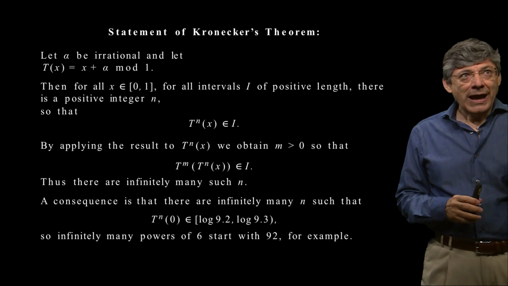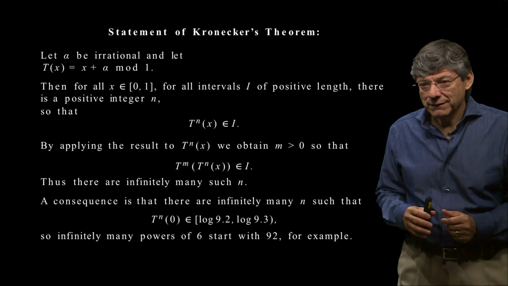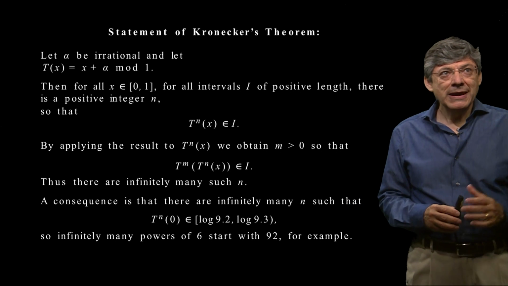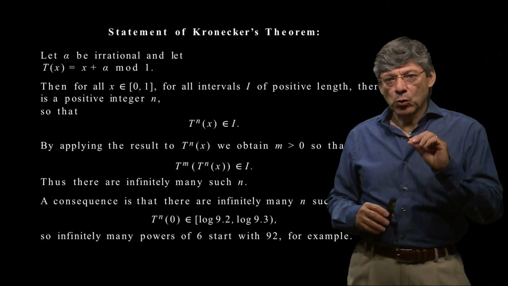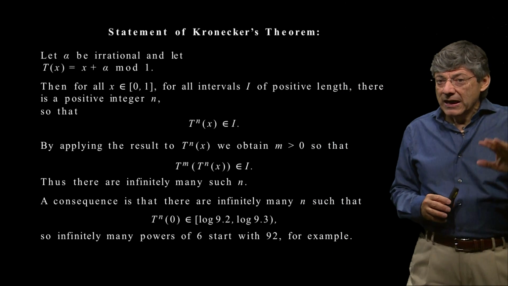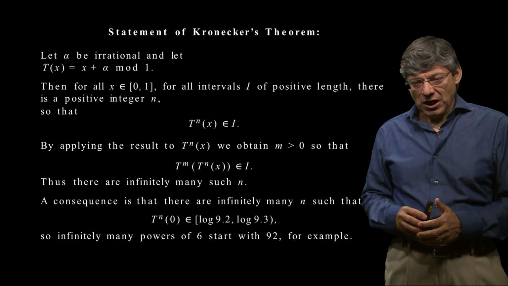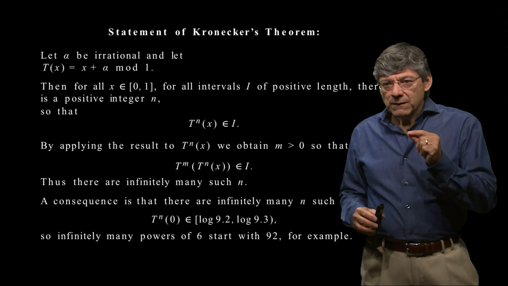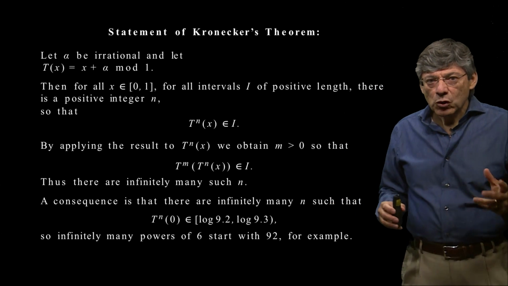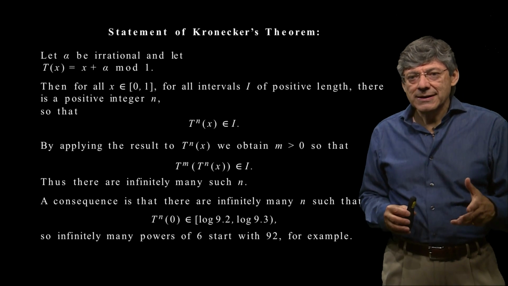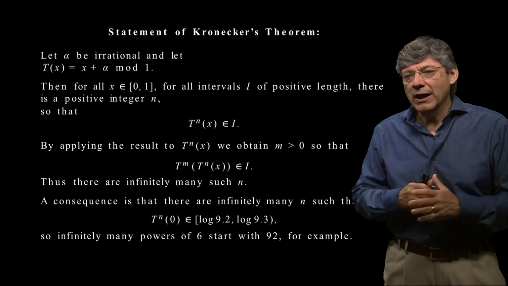Kronecker's theorem says that when alpha is irrational, then for all intervals I of positive length, there will be an n such that T to the n of 0 is in I. Now we're going to make an important remark, a consequence of this. It immediately follows from this property that there will be such an n. Well, find the first n, so you know that T to the n of x is in I. But we already said that Kronecker's theorem says every point has a dense orbit. So that point, T to the n of x, in turn will have a dense orbit.